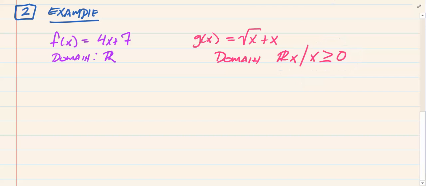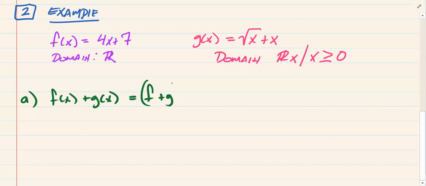Okay, so what do we do with this? Let's do part A. Let's do f of x plus g of x, okay? Well, that means f plus g of x. I should have written the right-hand side first. Apologize. So f plus g of x means to take f of x and add it to g of x. But we're going to consider the domains. We've already worked out the domain for each individual one.